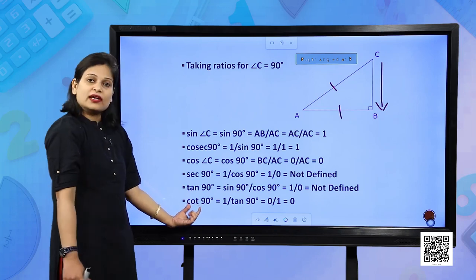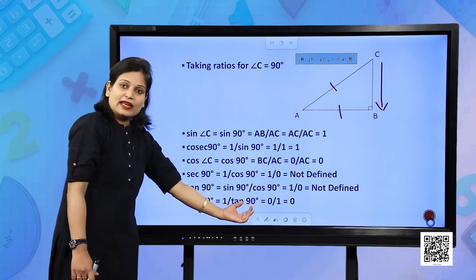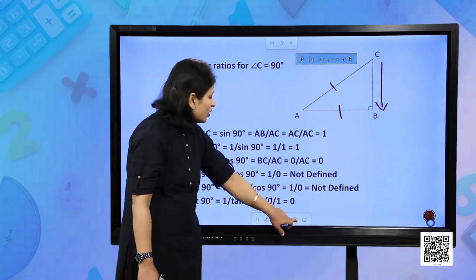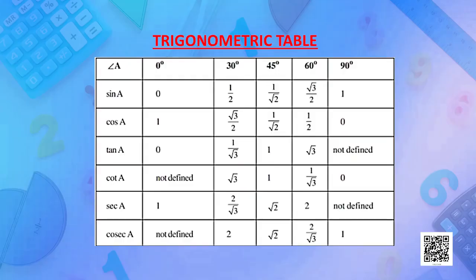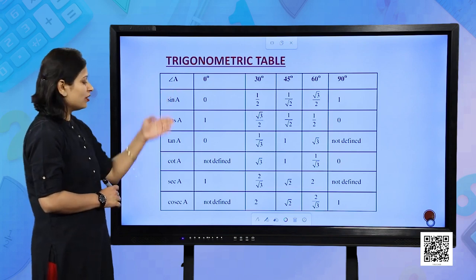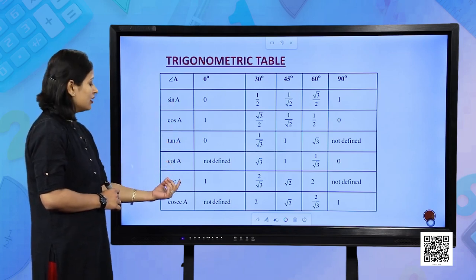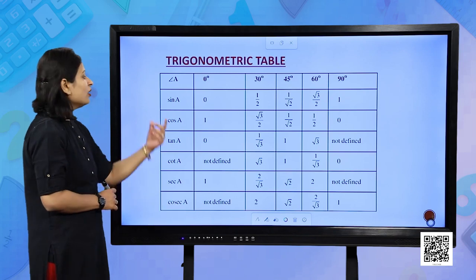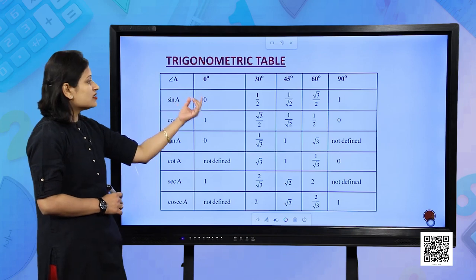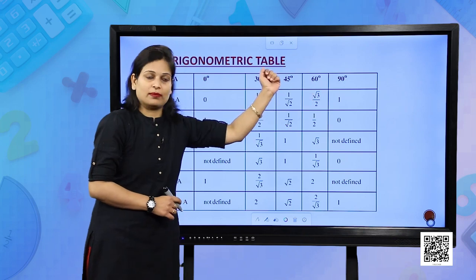Now comes cot 90 degree. It is the reciprocal of tan function. So, 1 upon tan 90 degree, which is 0 upon 1, is 0. Substitute these values in a table. See, we have considered with respect to angle A, so the trigonometric functions will be sin A, cos A, tan A, cot A, secant A and cosecant A. You have to just simply remember the values of sin A, which are 0, half, 1 by root 2, root 3 by 2 and 1.